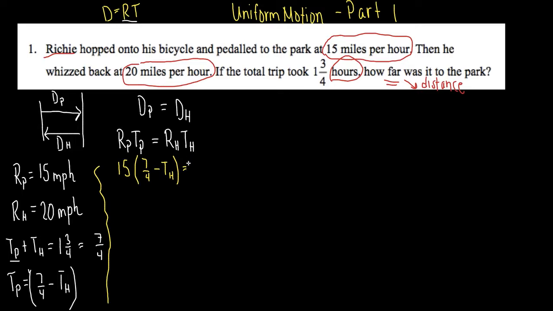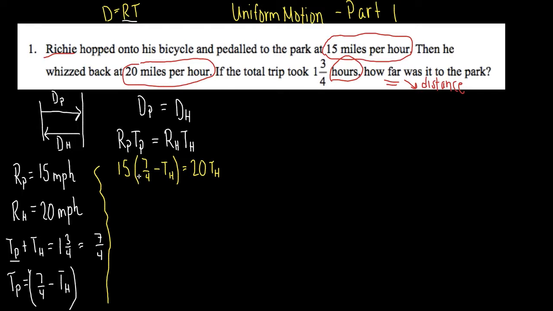RH is 20, and I'll leave TH just as TH. So the reason I did that is because I want everything in terms of the same variable. So t sub h is the thing that I can solve for. So let's go ahead and do that.